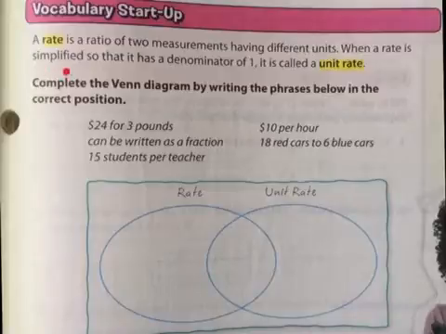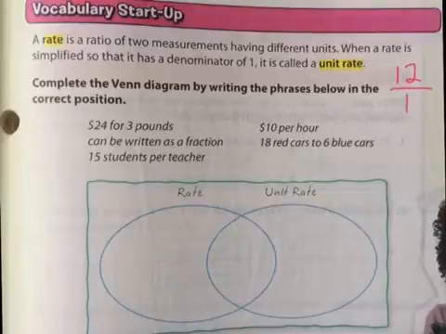When a rate is simplified so that it has a denominator of 1, it is called a unit rate. So we could say, for example, for every 12 inches, we're going to have 1 foot. That would be within the same system, right? So every 12 inches is 1 foot. Because we have the 1 down here, this is considered a unit rate. Okay, every foot is 12 inches, or every 12 inches is 1 foot.